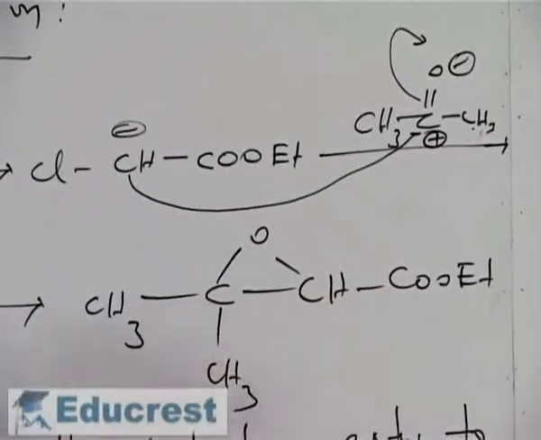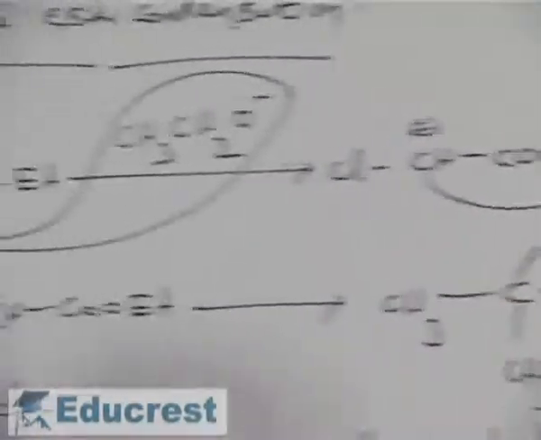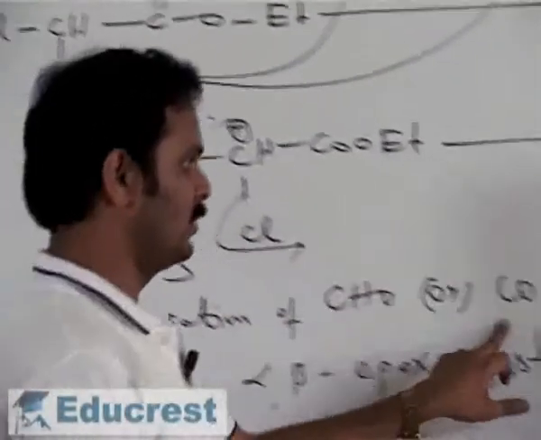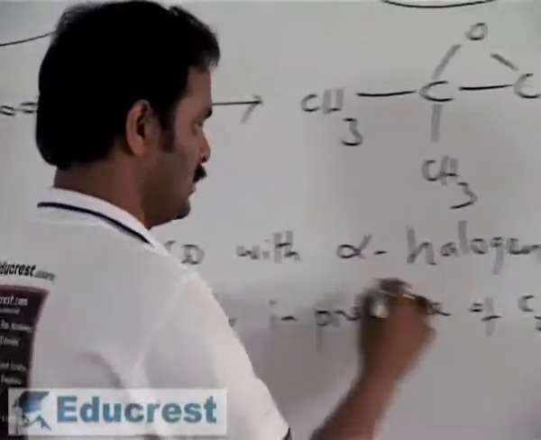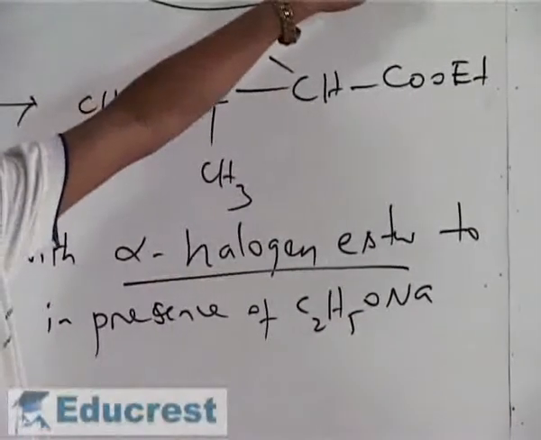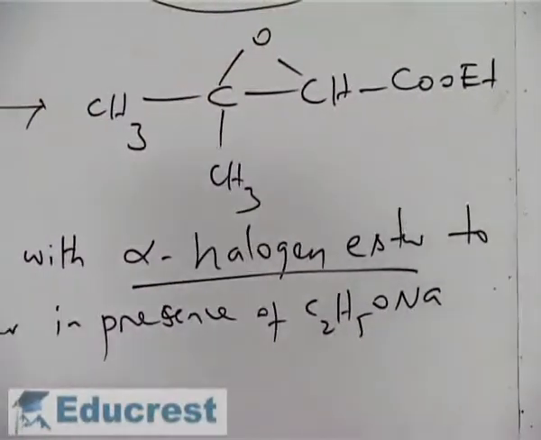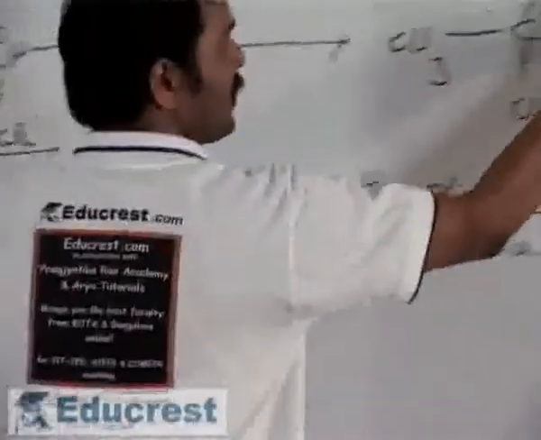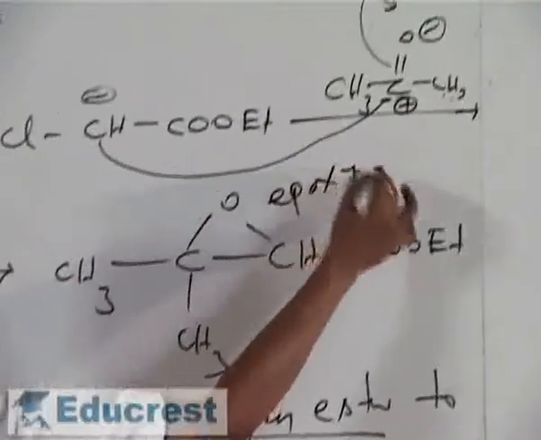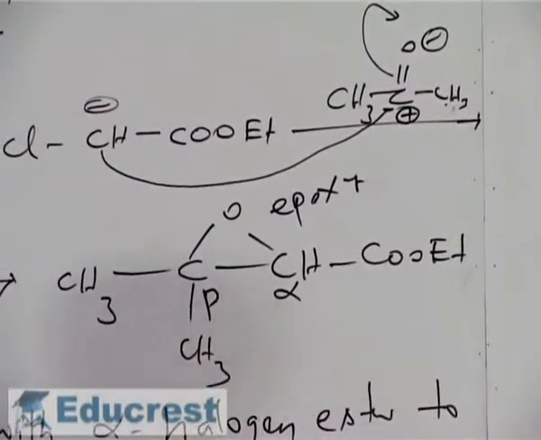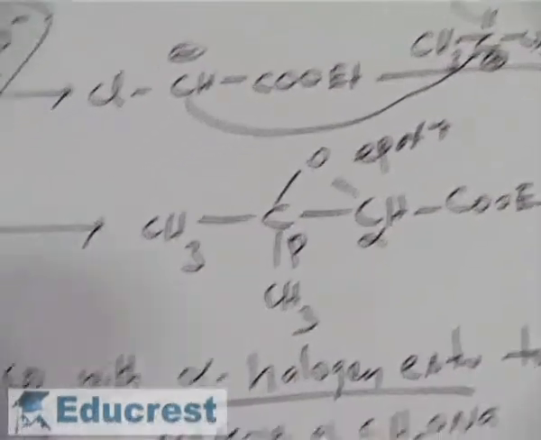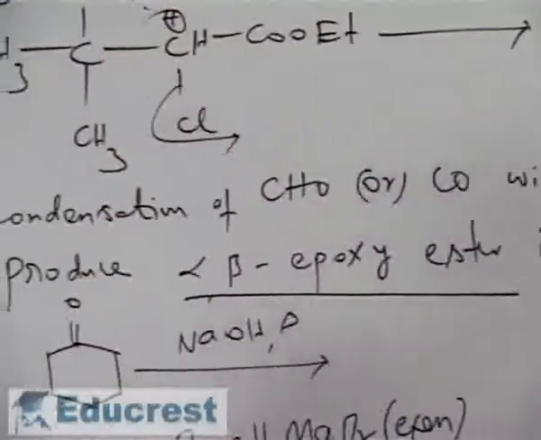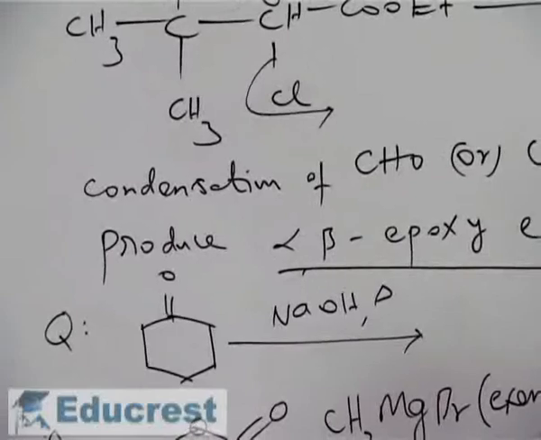Now this is the Darzens glycidic ester condensation. So the condensation of aldehydes or ketones, this is a carbonyl compound, with an alpha halogen ester, produces an alpha beta epoxy ester. This is an epoxide, right? This is alpha, this is beta. So the alpha beta epoxy ester in presence of sodium ethoxide, that reaction is known as Darzens glycidic condensation.